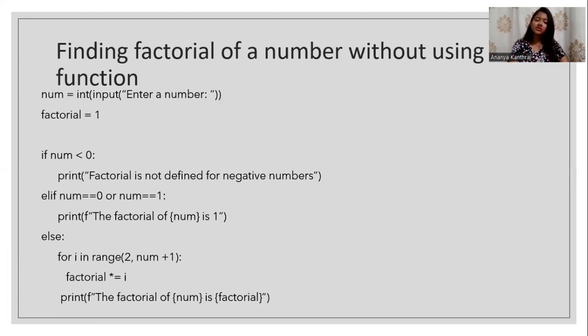Below, we're going to take the factorial, which is nothing but 1. If number is less than 0, colon, print factorial is not defined for negative numbers. And if number equals 0 or number equals 1, we're going to print the factorial of the number is 1. Else, for i in range 2 comma number plus 1, closed brackets, colon, factorial times equals i, which is nothing but the range which is mentioned above. Print the factorial of the number, which is nothing but factorial.